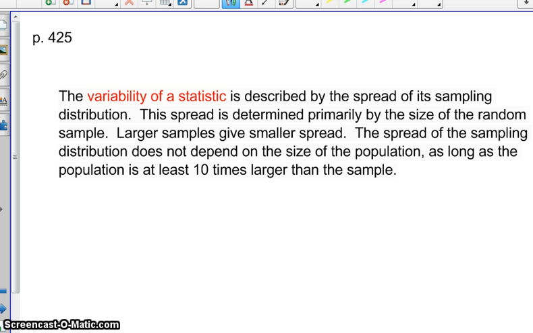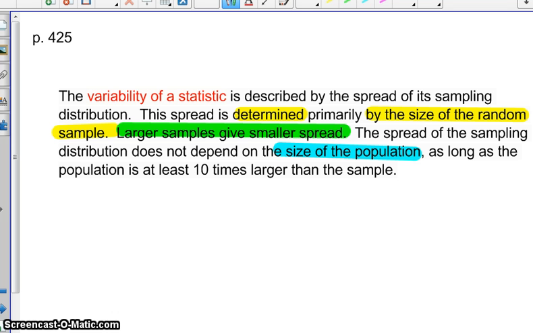Determined by the size of my sample. Okay. So variability is determined by the size. So when I look at it again, we talk about how the larger the sample, the smaller the spread. The size of the population doesn't matter.